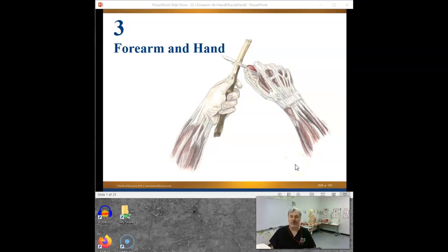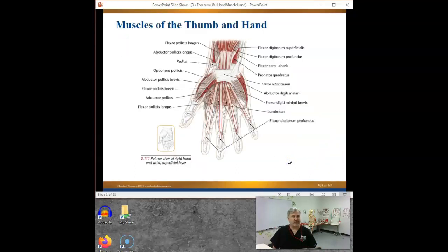It's a little play on words, instead of ham sandwich, hand sandwich, because there's three layers of muscle in your hand. There's a dorsal and a palmar interossei, and the lumbricals. So those three muscles make up your hand sandwich. So let's look at this.